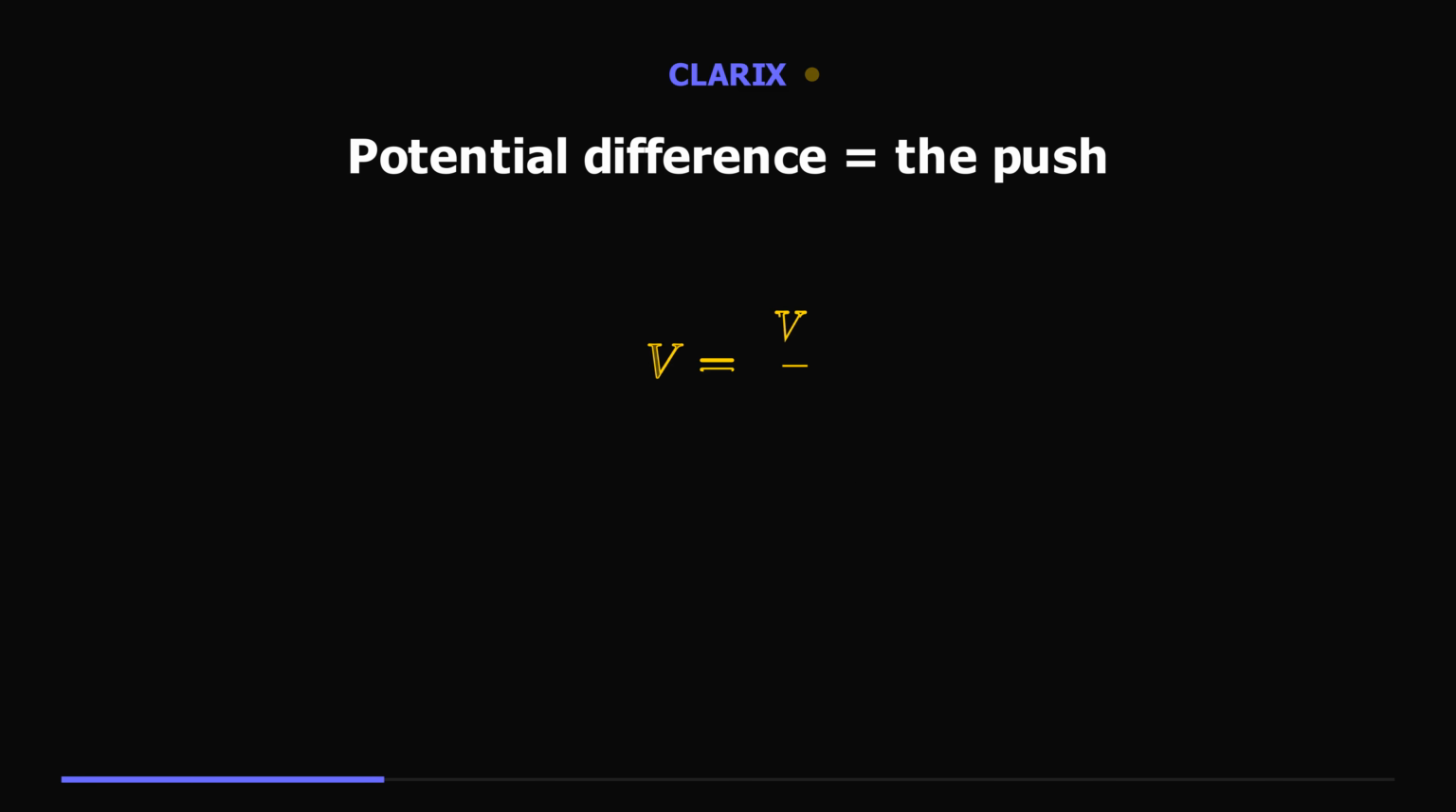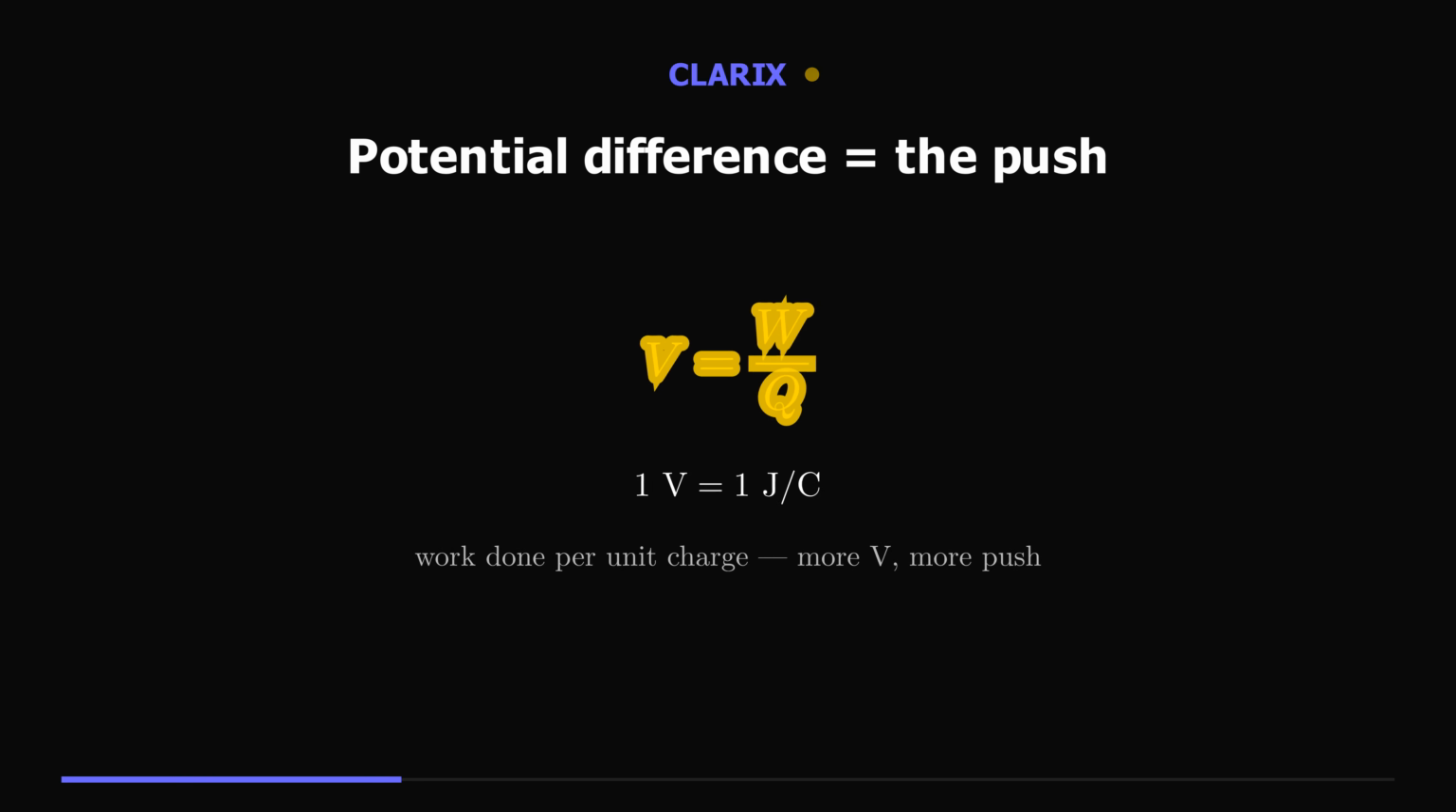So what does the cell actually provide? A push. That push is the potential difference between 2 points, the work done to move each unit of charge between them. In symbols, voltage V equals work W divided by charge Q. Its unit is the volt. 1 volt means 1 joule of work per coulomb of charge. More volts, a bigger push, more current. The cell creates this potential difference that drives the whole circuit.